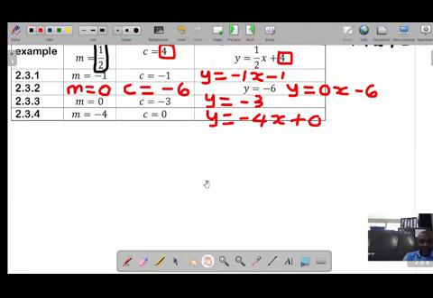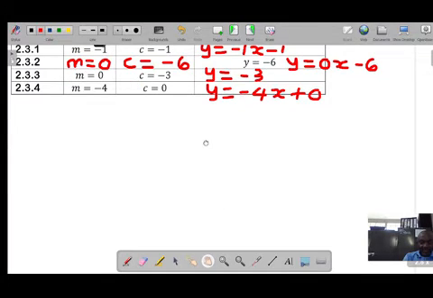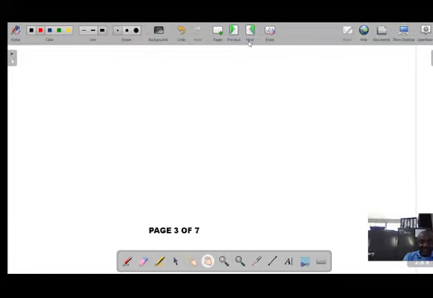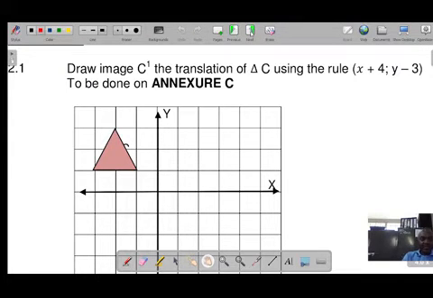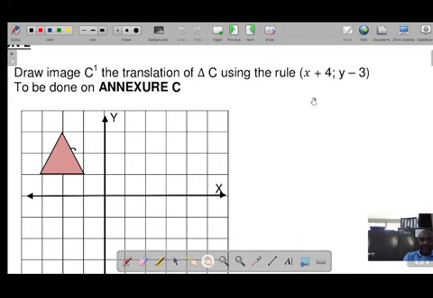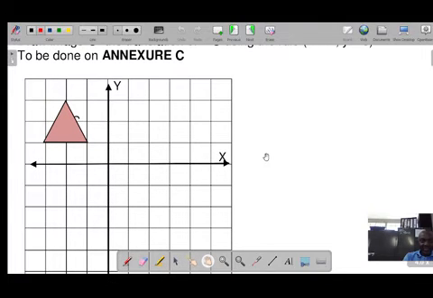Okay, now next is what? Let's find out. Next page. It said draw image C prime, the translation of triangle C using the rule x plus 4 and y minus 3, to be done on annexure C. Now, because my question is clear here, I'll use this Cartesian coordinate diagram here.